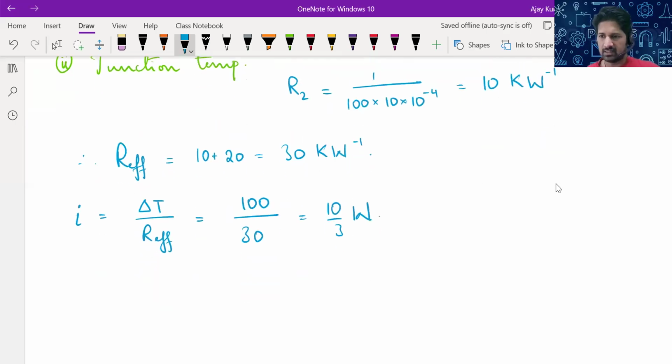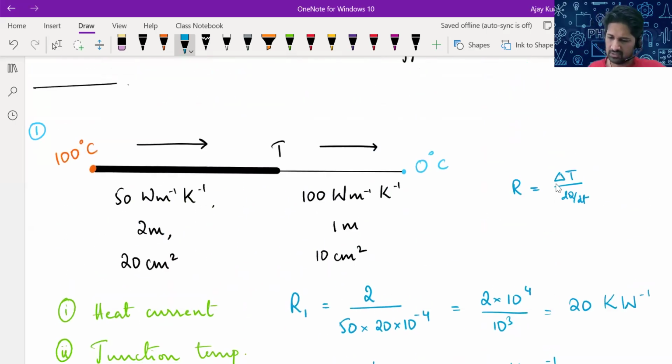Now, once you know the heat current, finding out junction temperature is quite easy. You just write the equation for heat current in any one part. Okay, I'll take the left side part, and I'm going to write the equation for heat current towards right, in this direction.